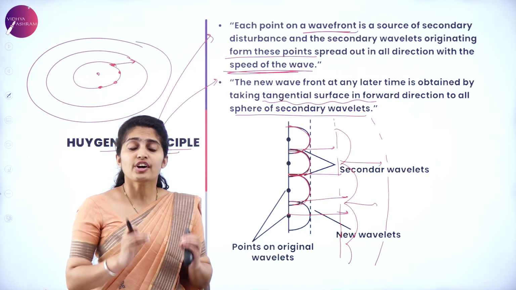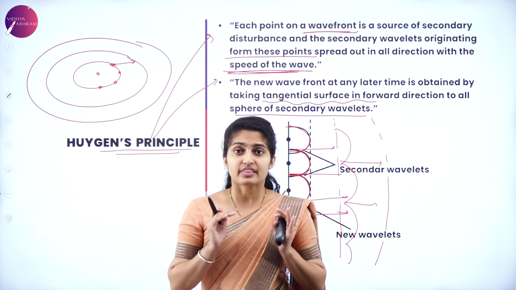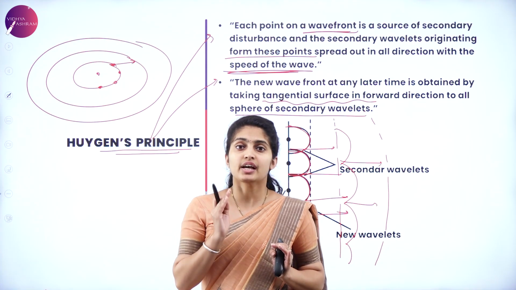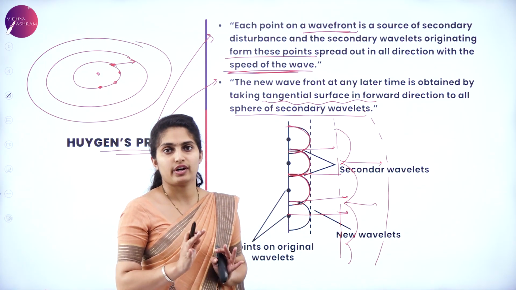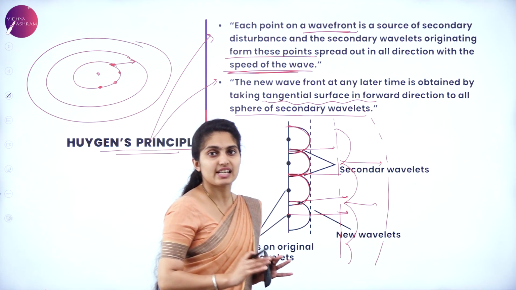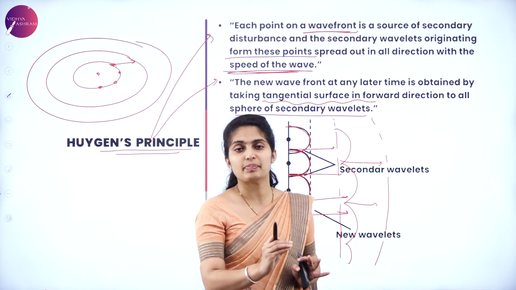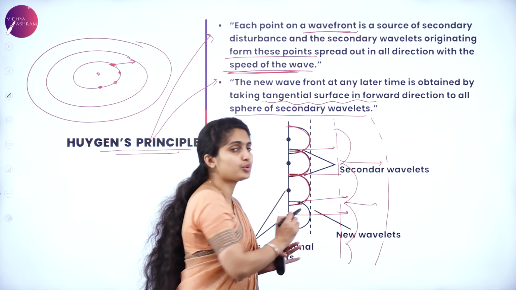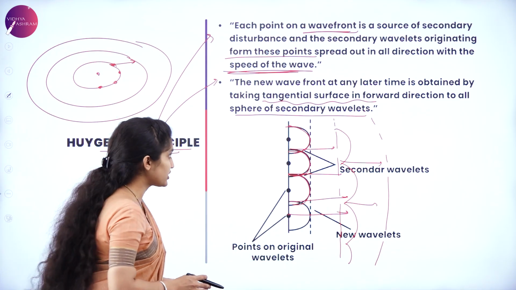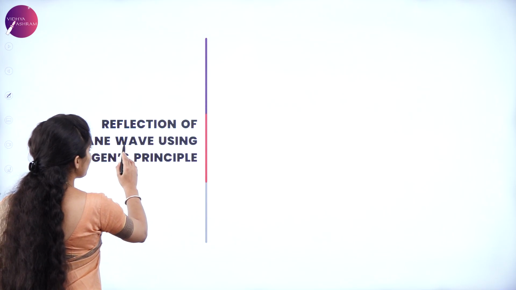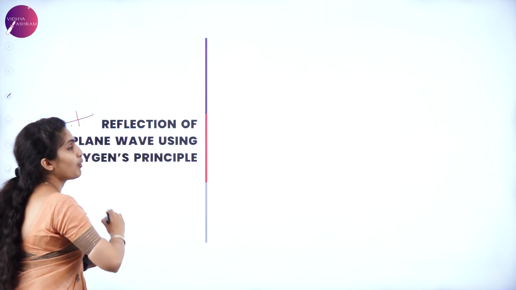Okay, now we need to check what rays are. The energy travels perpendicular to the formed wave, that is the wave front. This is known as a ray. A ray is always a perpendicular line which is drawn to the wave front which is formed. Having these concepts, next we move on to reflection of a plane wave using Huygens' principle, which is important.